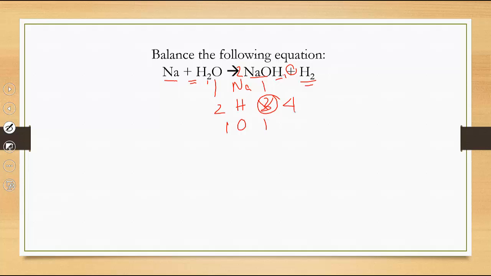That also messed up my other stuff though. So now I have an extra sodium to give me 2 sodiums, and an extra oxygen to give me 2 oxygens. So I have to balance that off on the left hand side. So sodium, I have 2 on the right, so I need to multiply this by 2 on the left. That gives me 2 sodiums. I have 4 hydrogens, and I have 2 on the left. Multiply that by 2, and that gives me 4. Now let's look how the oxygens look. 2 oxygens. On the left-hand side, I have 2 times 1 to give me 2. Now everything is balanced.